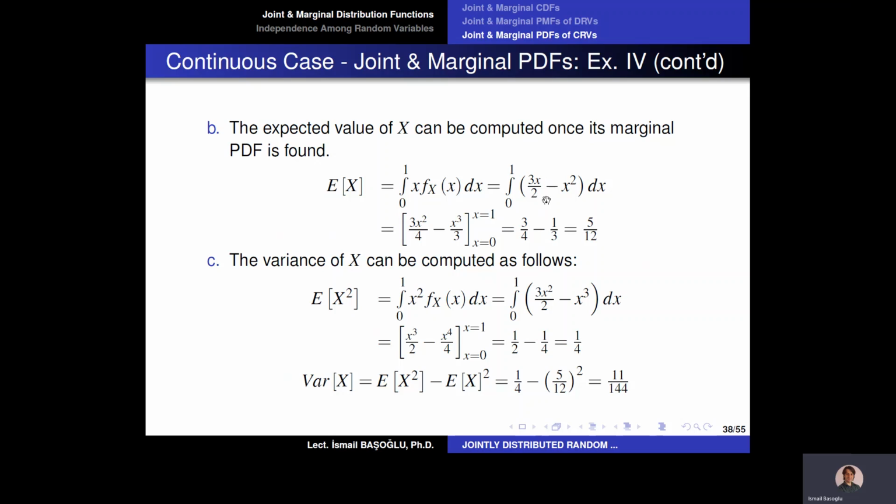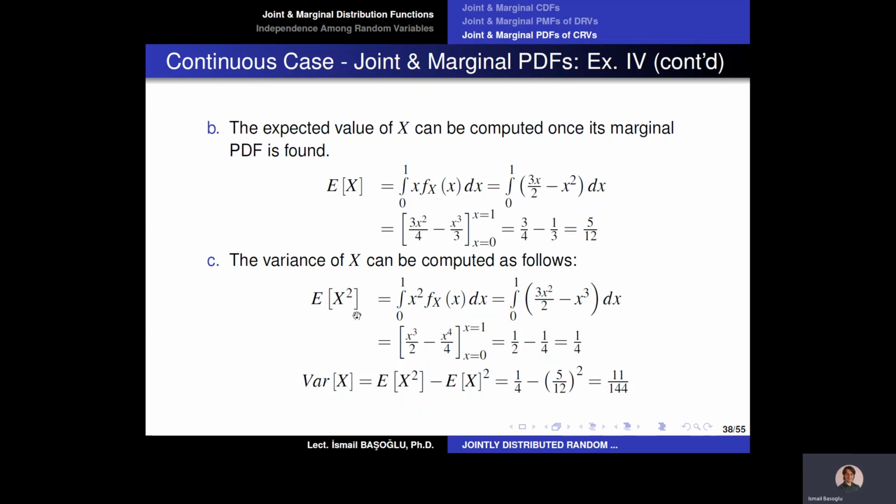This is a simple integration of polynomials, and plugging in the upper bound and lower bound and subtracting the values will give you 5/12. Therefore, we can say that the expected value of x here is 5/12. In fact, the expected value of y will also be the same, because the marginal PDF of y is also the same. So both the expected value of x and the expected value of y are equal to 5/12.